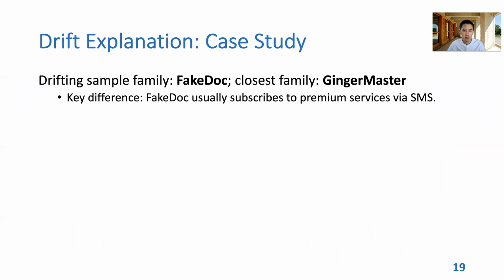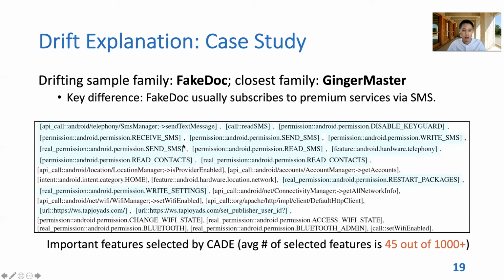To verify that CADE indeed provides semantically meaningful explanations, we did some case studies. Here, the drifting sample is from an unseen family called FakeDoc, and its closest family is GingerMaster. The key difference is that FakeDoc usually sends SMS to subscribe to premium services. CADE selects the following features as important. The highlighted features match our intuition, for example, send SMS, receive SMS. To clarify, CADE on average selects about 45 features out of more than 1,000 features as important, which is quite a small ratio.